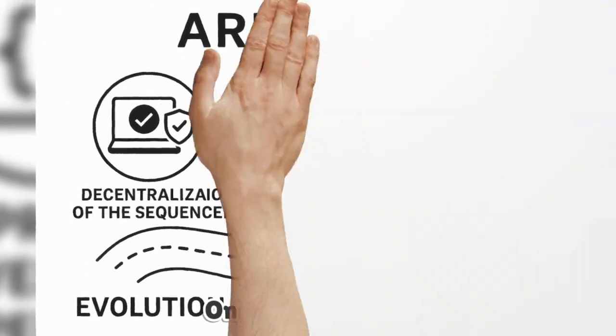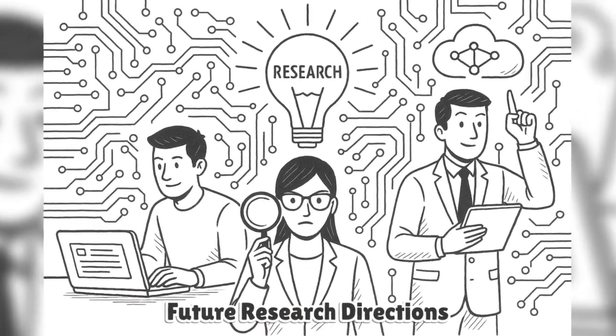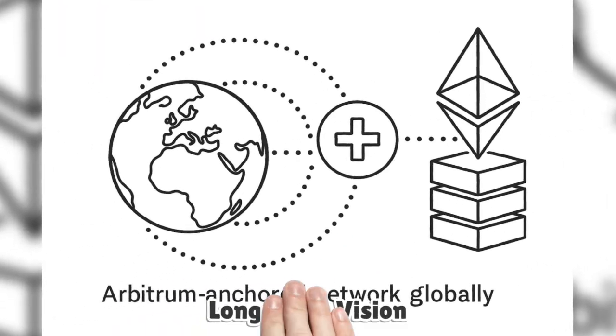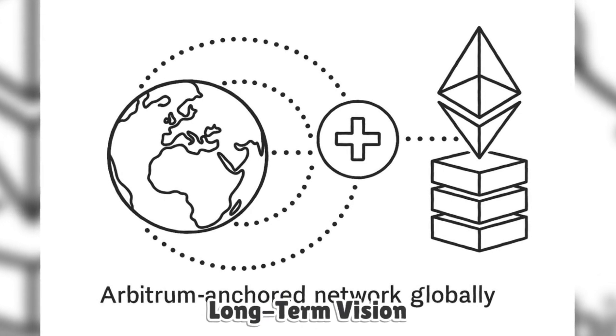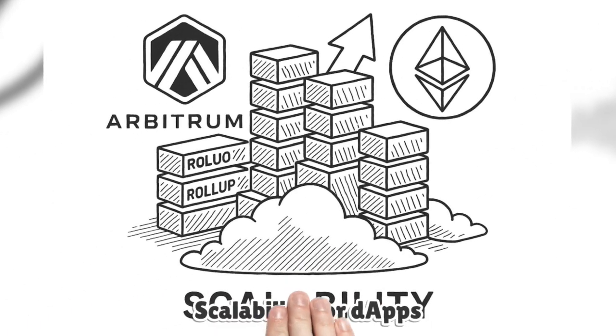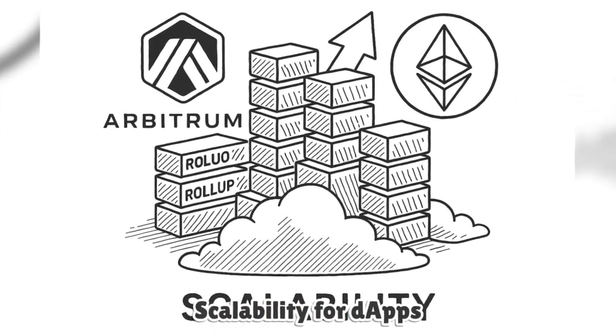Arbitrum's roadmap continues to evolve toward full decentralization of the sequencer, enhanced interoperability, and improved developer experience. Research is ongoing into multi-sequencer consensus, permissionless validation, and cross-rollup messaging to connect Orbit chains seamlessly. The long-term vision is an Ethereum-anchored network of rollups that together achieve global throughput while keeping settlement secure and verifiable on-chain.